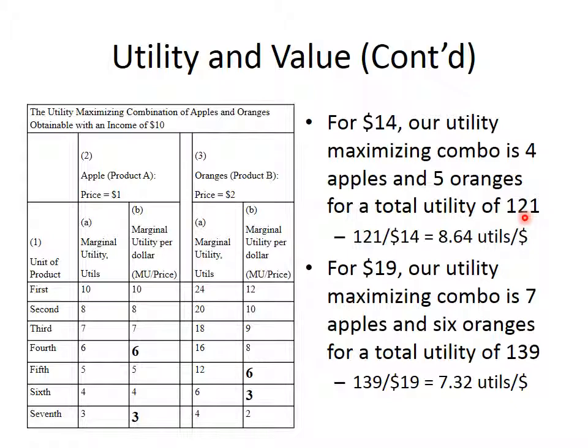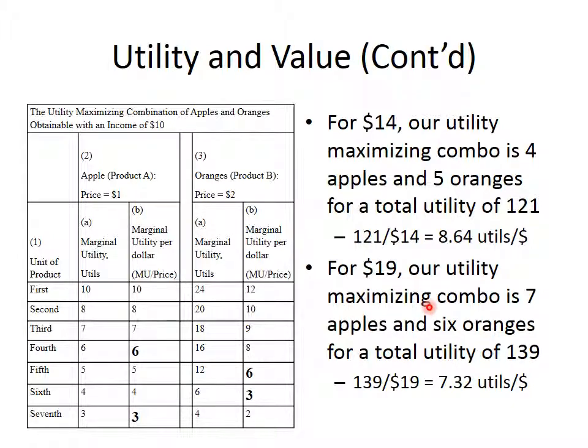Well, now look at this. $14, we spend more, we buy 4 apples and 5 oranges, which is more than we had before. Okay, so we think we have more. We think we're doing better. We have more overall benefit. But look at the price that we're paying for each unit of utility. Each dollar we spend is now only yielding us 8.64 units of benefit. Still more when we go to $19.